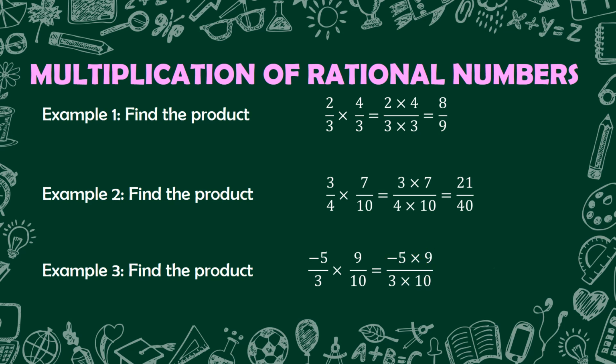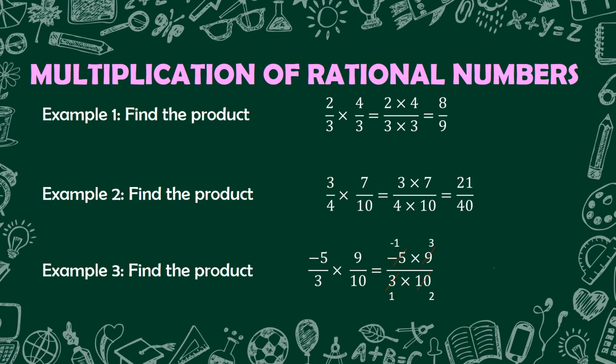For negative 5 and 10, we have common 5. So, negative 5 divided by 5 is equal to negative 1. And 10 divided by 5 is equal to 2. For 9 and 3, the common factor is 3. So, 3 divided by 3 is equal to 1. And 9 divided by 3 is equal to 3.